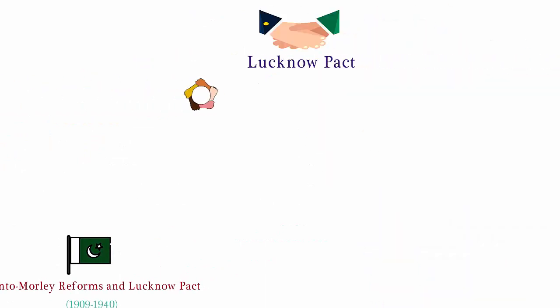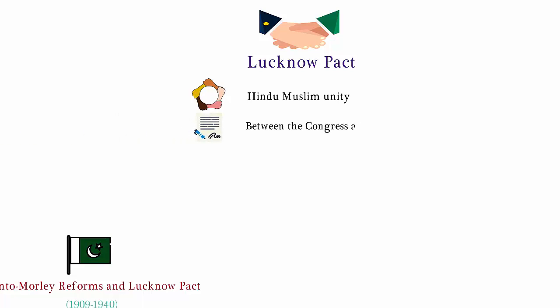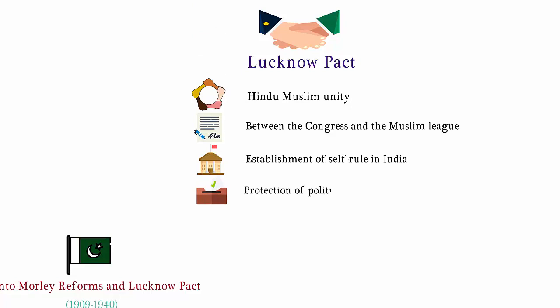The Lucknow Pact is an excellent example of Hindu-Muslim unity. It was the first and last pact signed between the Congress and the Muslim League. The scheme provided a substantial step towards the establishment of self-rule in India, which was the central core of the pact. It ensured the protection of political rights of Muslims and accepted the separate status of the Muslim League.